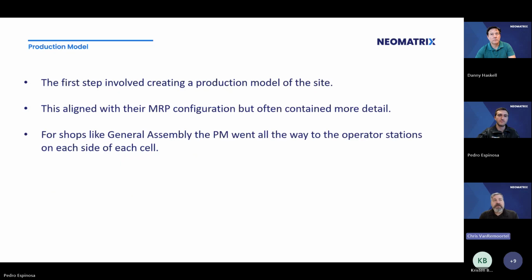So the first one was building the production model. It's good if it's aligned with their MRP, ERP system configuration, but that rarely happens because we go a lot deeper than an ERP system usually goes with their layout of their definition of the production facility. So for shops like General Assembly, we started at the shop, went down to the lines, the stations, and even the operator stations on each side of each cell to get as much detail as possible.